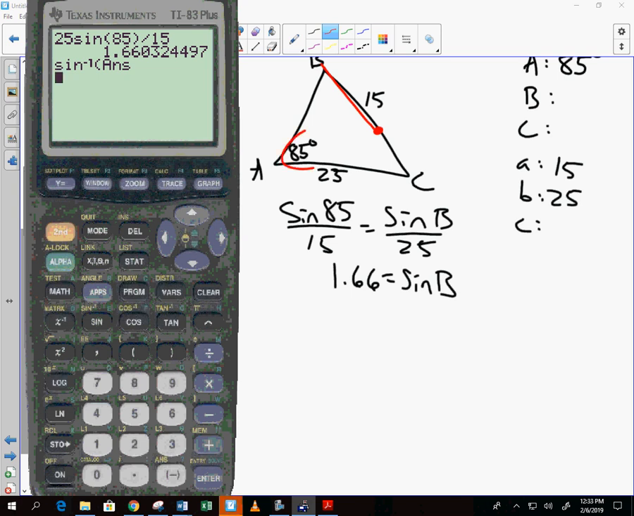Now, if this wasn't 85 degrees, let's say it was maybe 65 degrees, then maybe it would reach. Or maybe we have to drop it to 55 degrees. The point is that this is an impossible triangle. No solution. Your work is done.